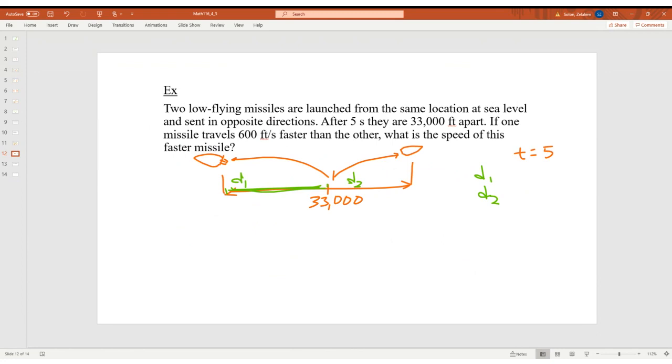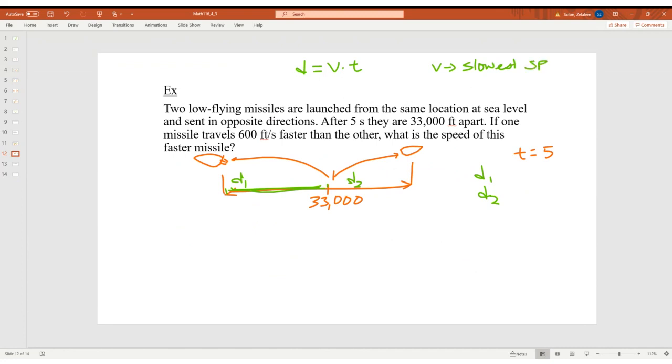Okay, now there is something given. So the missiles are traveling, so the fastest missile is 600 feet per second faster than the slowest missile. So one is 600 feet per second faster than the second. Okay, now we know distance is velocity times time. I don't know if you guys know this, but distance is the velocity or the speed times time. So let v be the speed of the slowest.